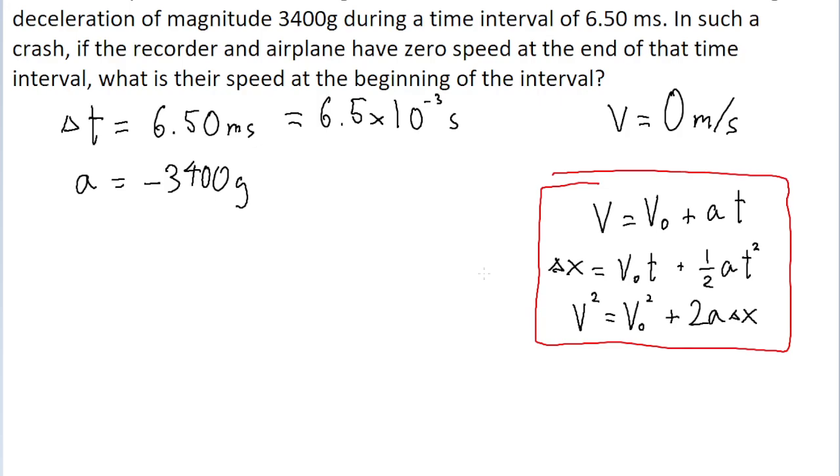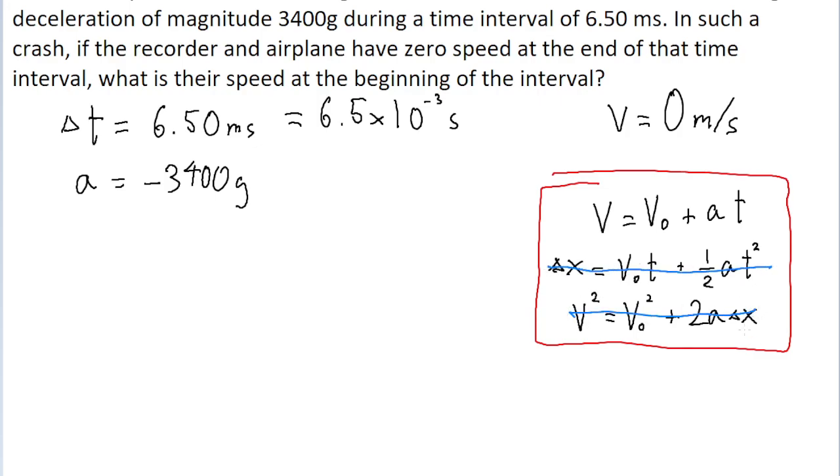Now recall that when we solve problems like this, the key thing is to figure out which equation contains all the variables we have and the one unknown that we're trying to find. In the case of this problem, we're given the final speed, the time interval, and the acceleration, and we're looking for the initial velocity, the initial speed. Now all three of these equations have the initial speed, the v0 variable, so we can't rule out any of the equations from that information alone, but the second and third equations include a displacement variable, which is completely unrelated to this problem and what we're trying to find.